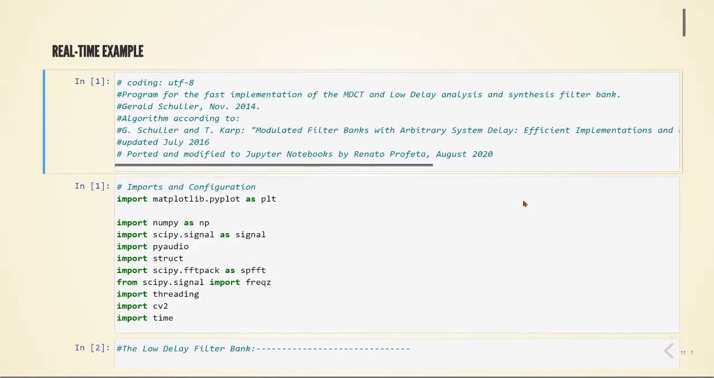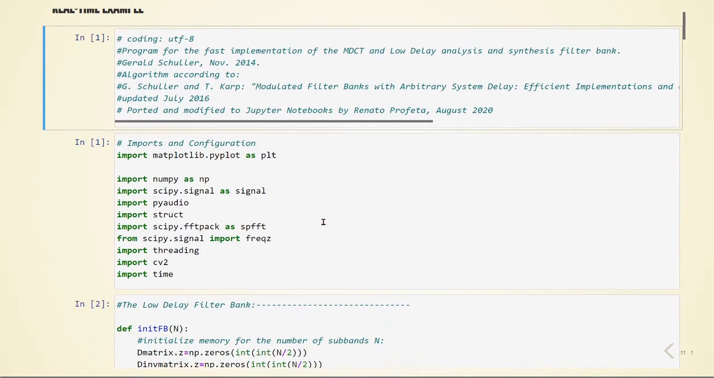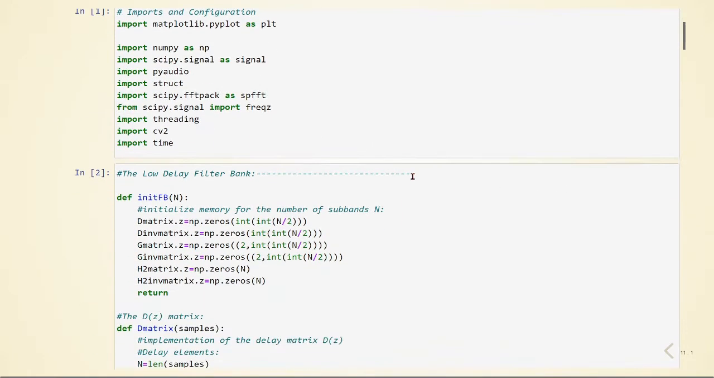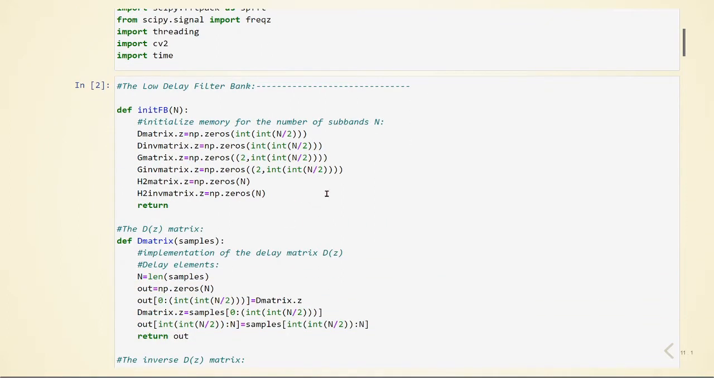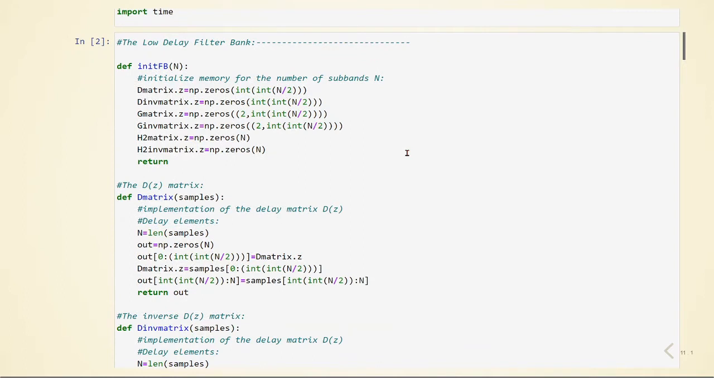Now we'll go through a real-time example using a low delay filter bank, and basically it's based on the previous example of this fast implementation of the MDCT with some few modifications. So we'll import and use the same libraries that we used before. We have the same initialization for the matrices we are going to use.